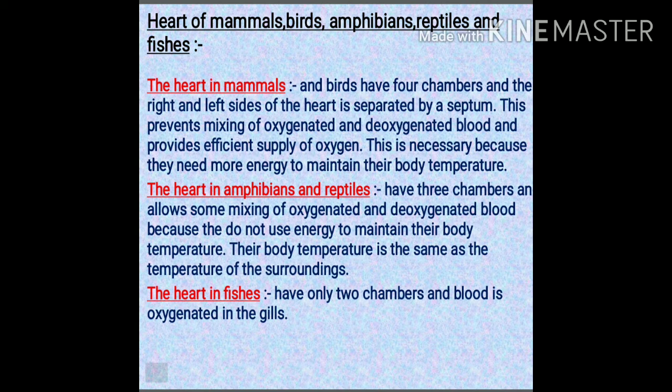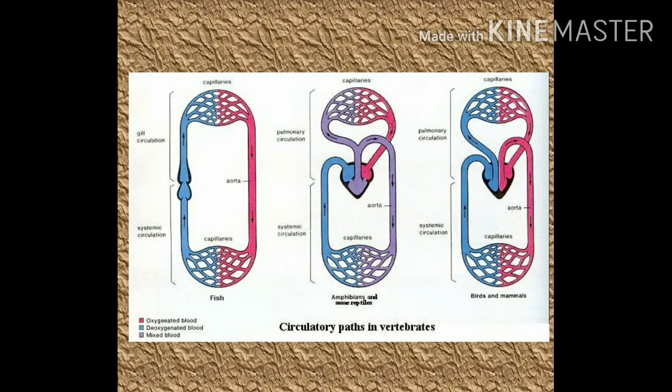The heart in amphibians and reptiles has 3 chambers and allows some mixing of oxygenated and deoxygenated blood because they do not use energy to maintain their body temperature. Their body temperature is the same as the temperature of the surroundings. Here I would like to add that the crocodile is the only reptile which has a 4-chambered heart.